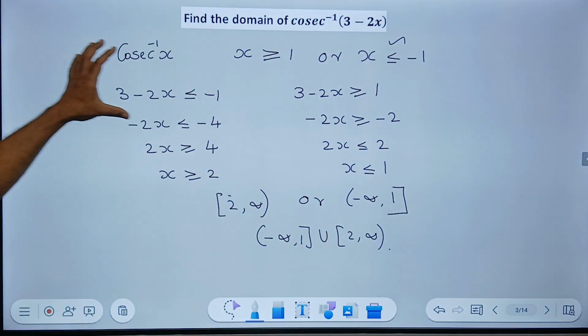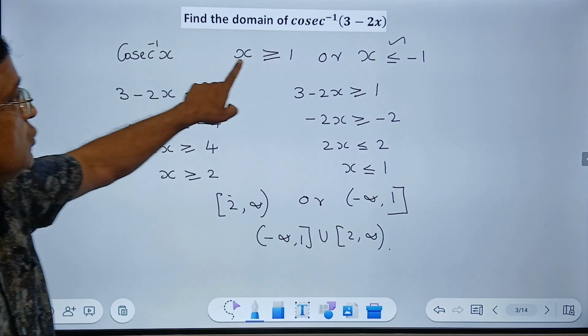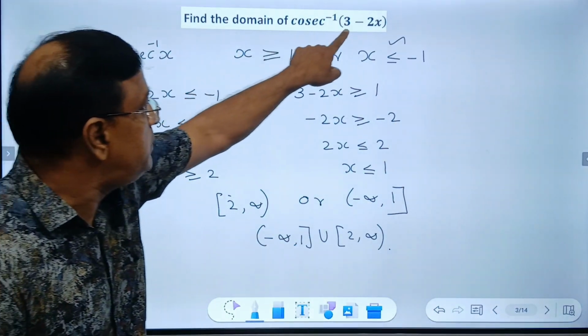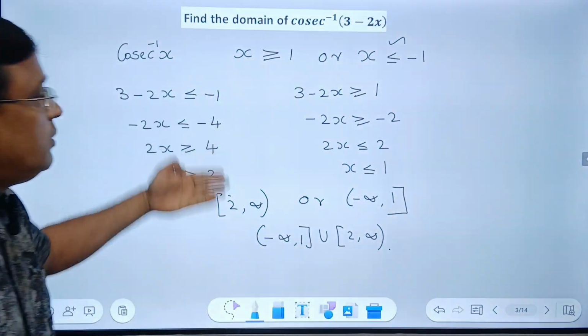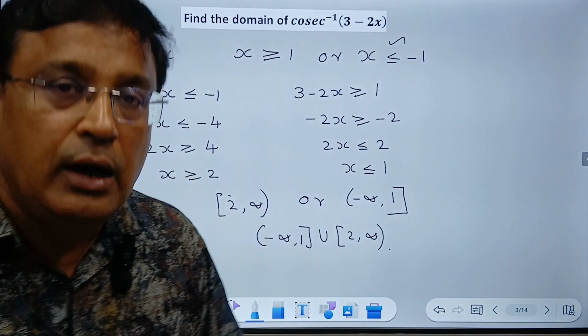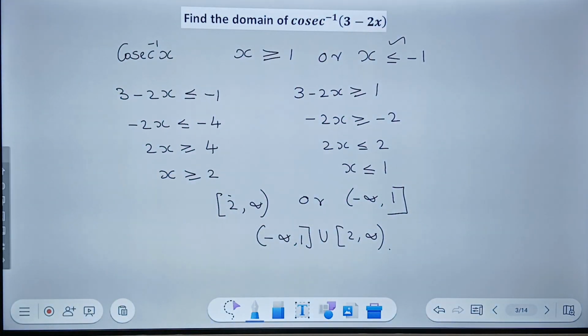See, problem solving is very simple. All that you need to do is understand what the domain of cosecant inverse of x is, and in place of x you replace it by 3 minus 2x and find out what is the suitable value of x. Automatically you will get the domain for cosecant inverse of 3 minus 2x. Just have a look at it.